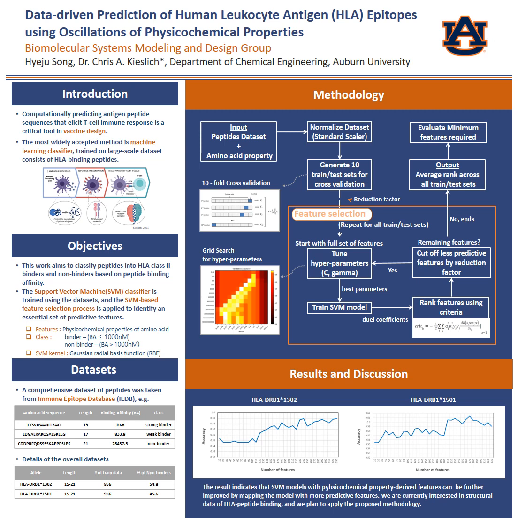Once the datasets are combined with amino acid property, each dataset was normalized, and then 10 train-test sets were generated for cross-validation. Then, the feature selection algorithm is applied to each set, starting with the full set of features, and an SVM model is trained with optimized hyperparameters, and the algorithm ranks the features based on the criteria by excluding one of the features one by one.